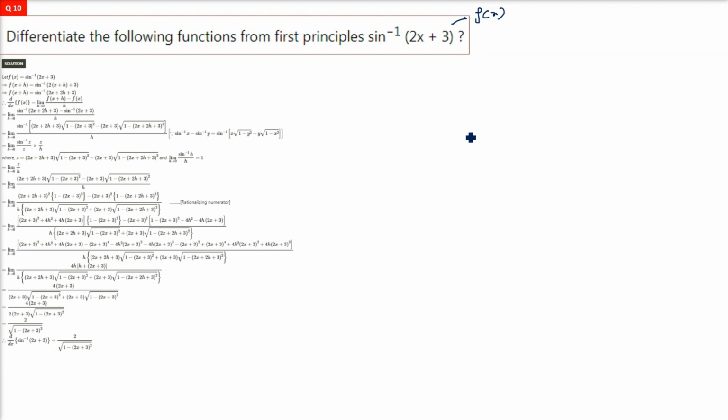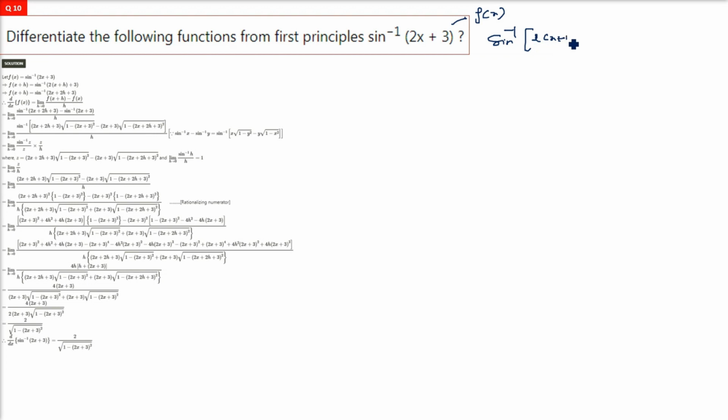But those who want to understand how it is done, don't worry about anything here. There are certain trigonometric relationships that you need to remember, because if you don't know them, you won't be able to solve it. For example, cos a minus cos b, sin a minus sin b, sin inverse x minus sin inverse y, cos inverse x minus cos inverse y. All these need to be understood.